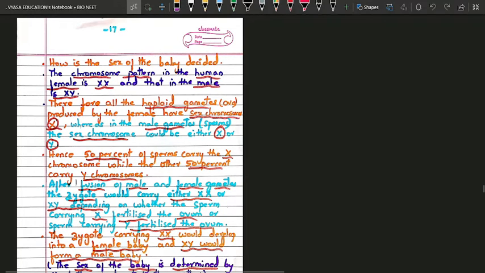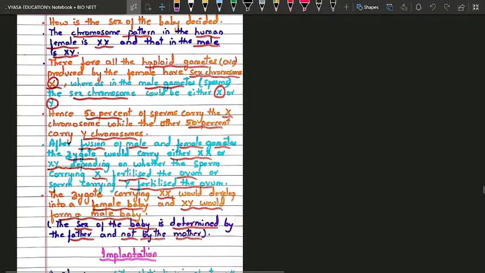So XX will give you female and XY will give you male. At this stage itself, one can determine the sex of the child. The zygote carrying XX would develop into a female baby and XY would form a male baby. So the sex of the baby is determined by the father and not by the mother.